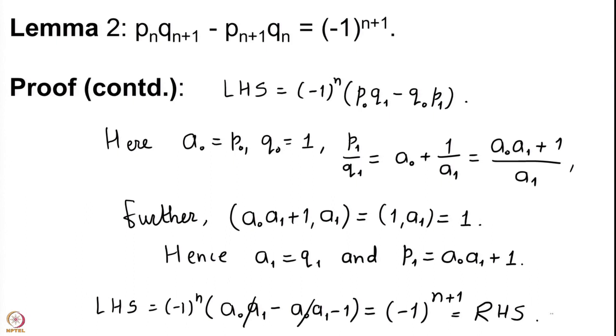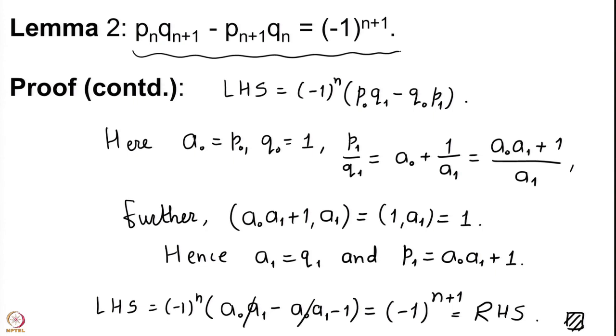And so ultimately you get it to be minus 1 power n plus 1, which completes the proof, because we wanted to prove that p n q n plus 1 minus p n plus 1 q n is really minus 1 power n plus 1. So if your n is odd, then minus 1 power n plus 1 will be 1. If n is even, then minus 1 power n plus 1 is going to be minus 1. So this is the proof of lemma 2, which was simply a computation using the recursion that we have already seen in lemma 1. So lemma 1 is really the basis of this proof, and lemma 1 is going to be the most delicate thing to be proved. This is what we are now going to prove.